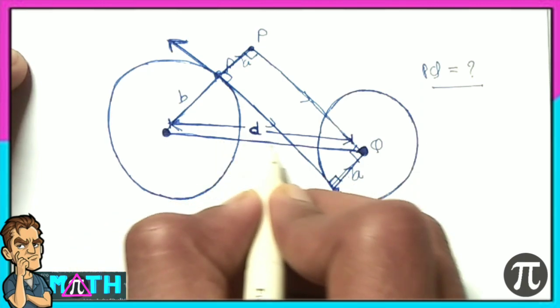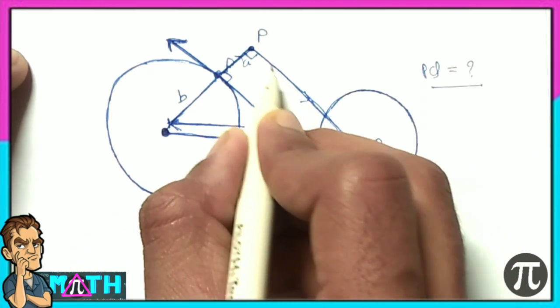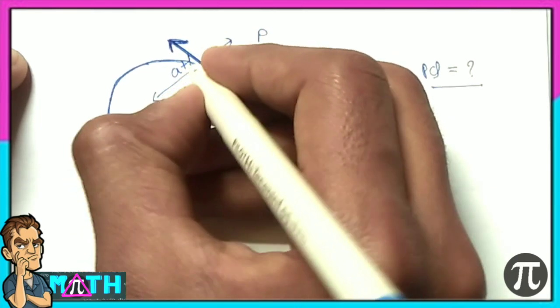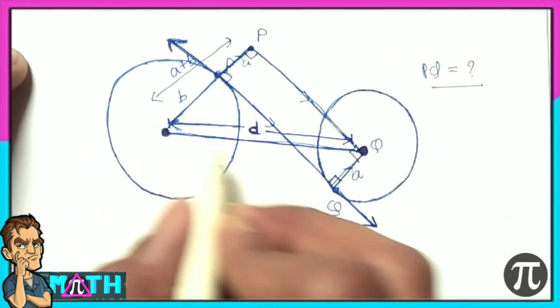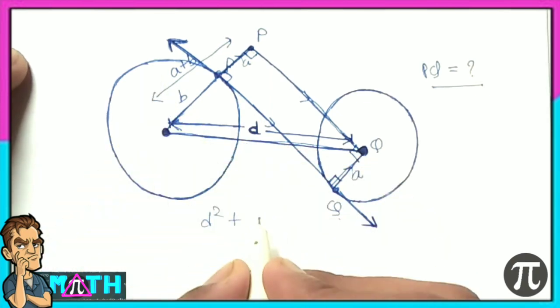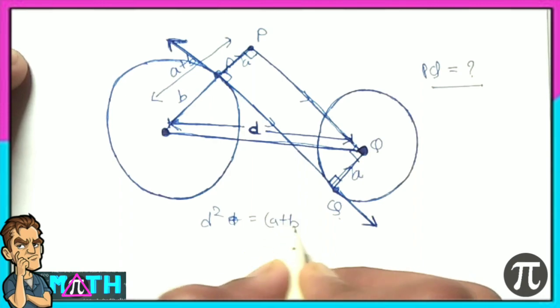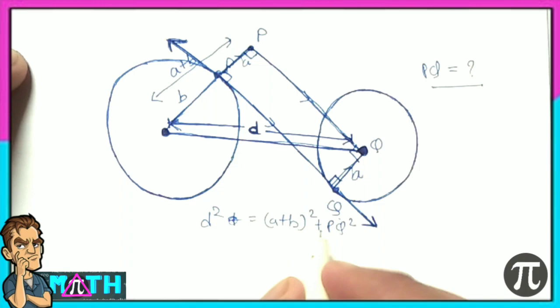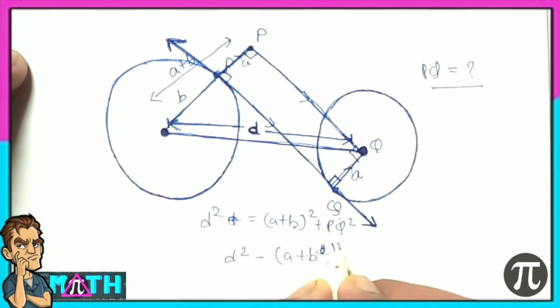Now you can clearly see that this is a right angle triangle in which this length is A plus B, and this length is D, and this is PQ. So by applying Pythagoras theorem, we can write that D square is equal to (A plus B) the whole square plus PQ square. After solving it, we can write it as D square minus (A plus B) the whole square is equal to PQ square.